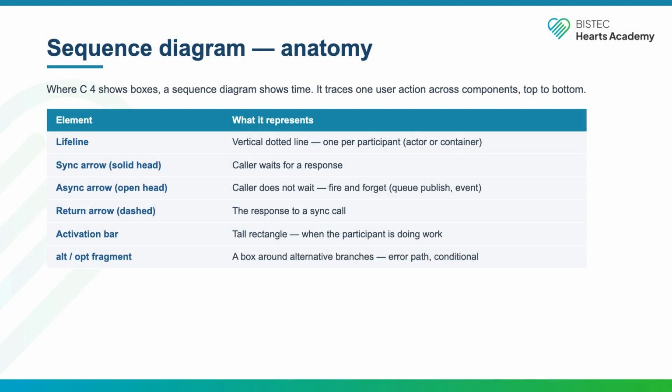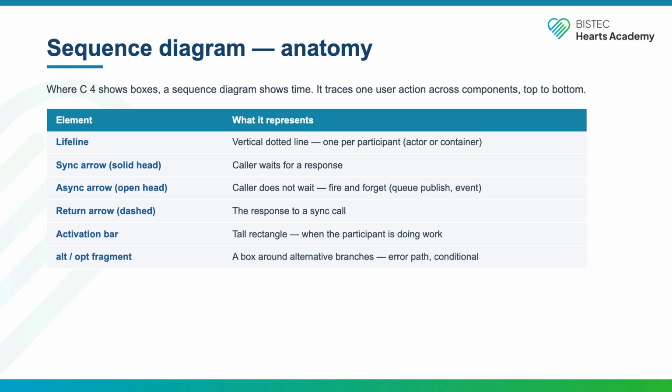Where C4 shows boxes, a sequence diagram shows time. It traces one user action across components top to bottom, 6 elements you'll use. A lifeline, a vertical dotted line, one per participant. A synchronous arrow with a closed head. The caller is waiting for a response. An asynchronous arrow with an open head. The caller does not wait. A return arrow, dashed. The response to a synchronous call.